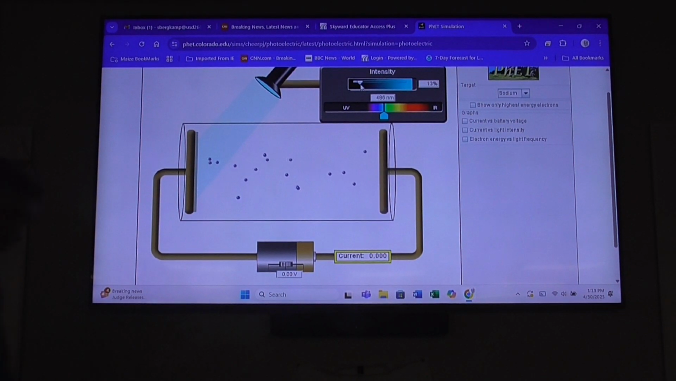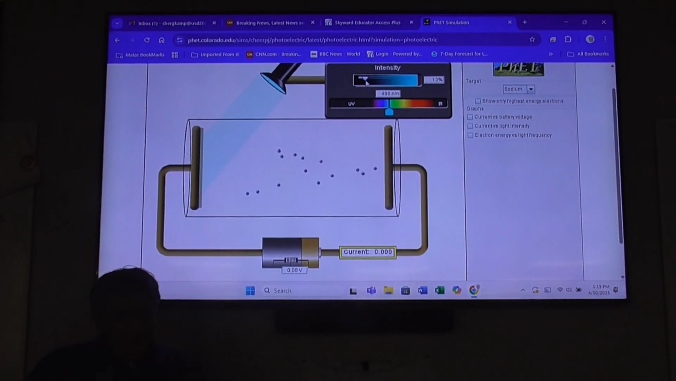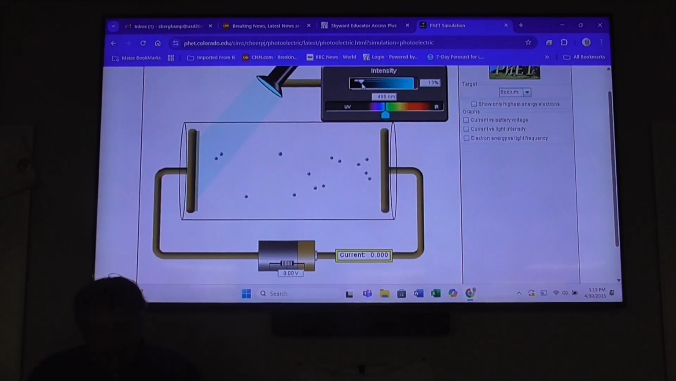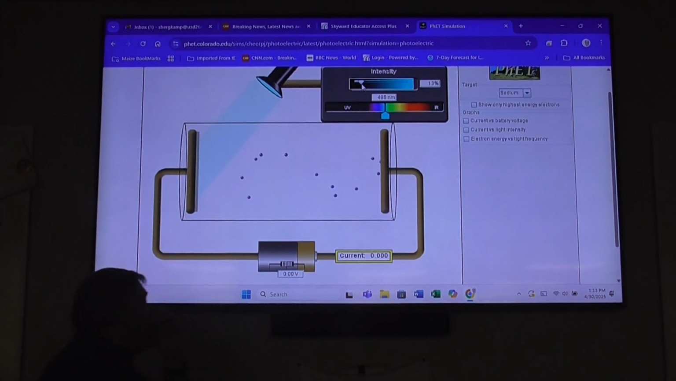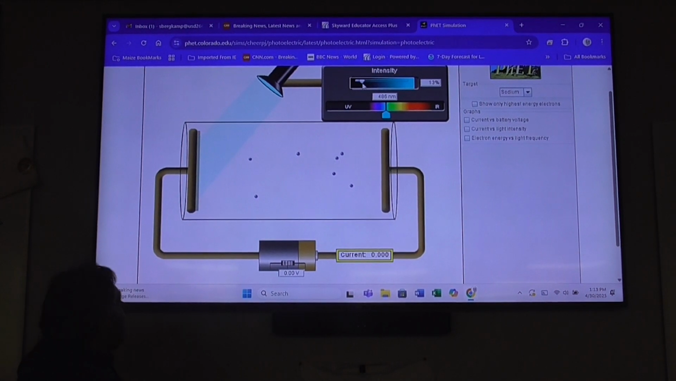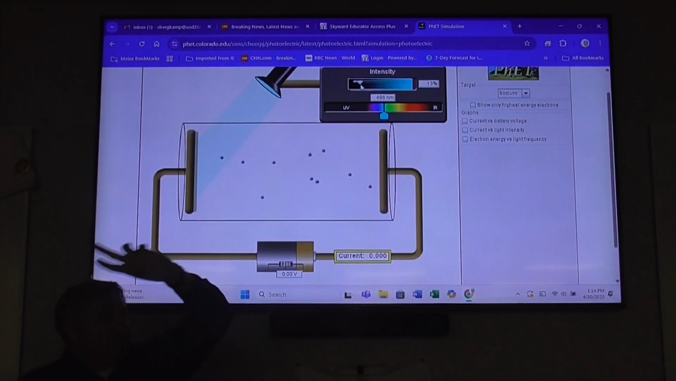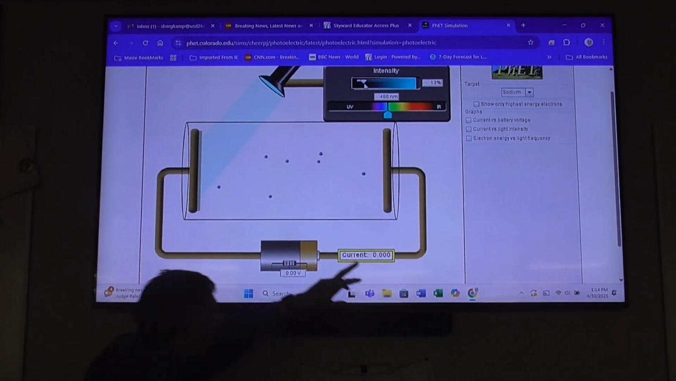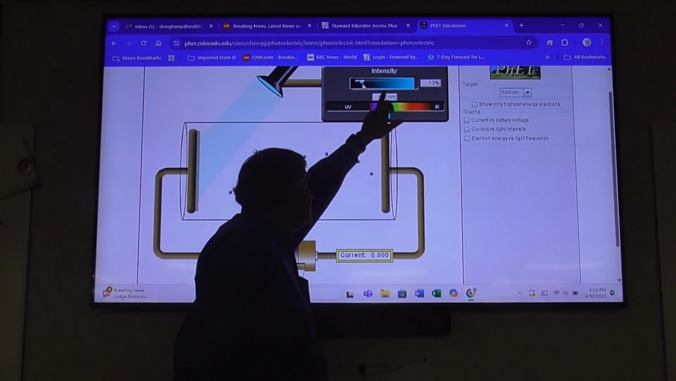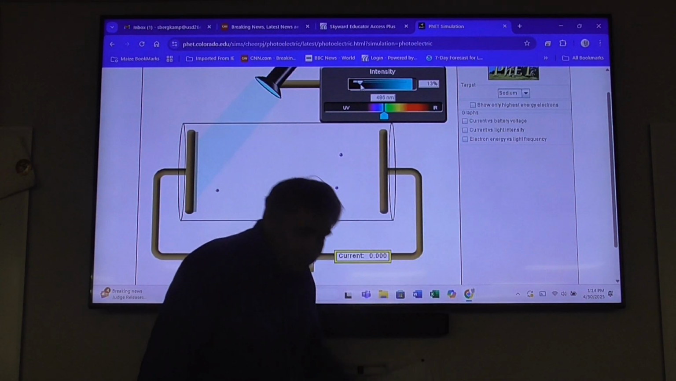So this is a good simulation, but it also really doesn't match what happens. So here's what you can do on this photoelectric effect. There are some things that you can control. Let's talk about intensity first. Up there at the top, you can control the intensity. Then down here, you can control the wavelength.